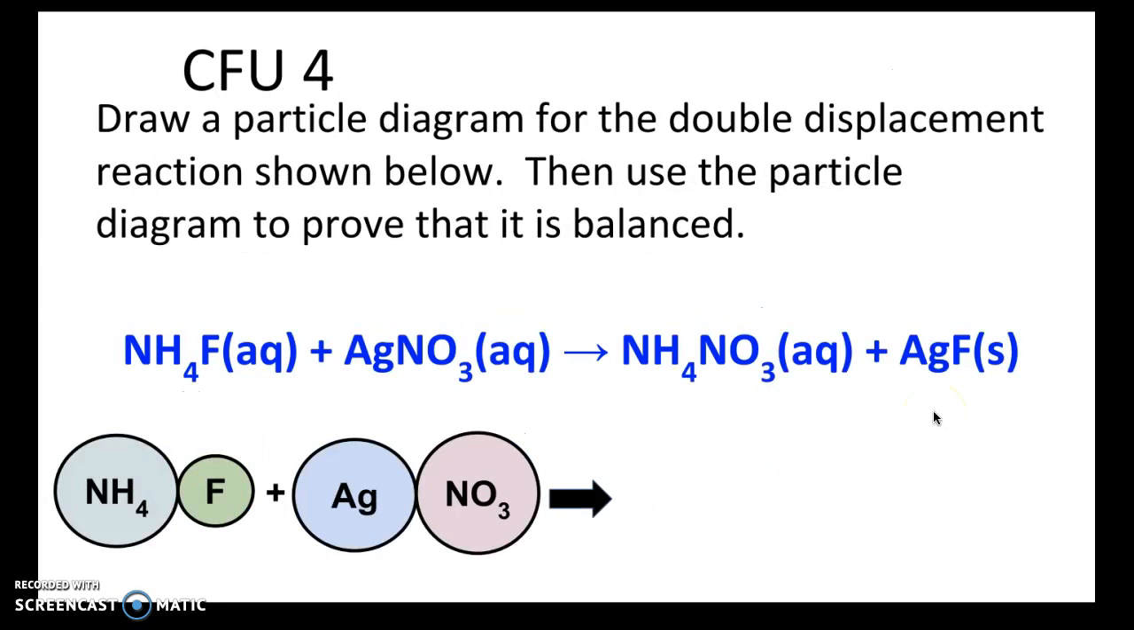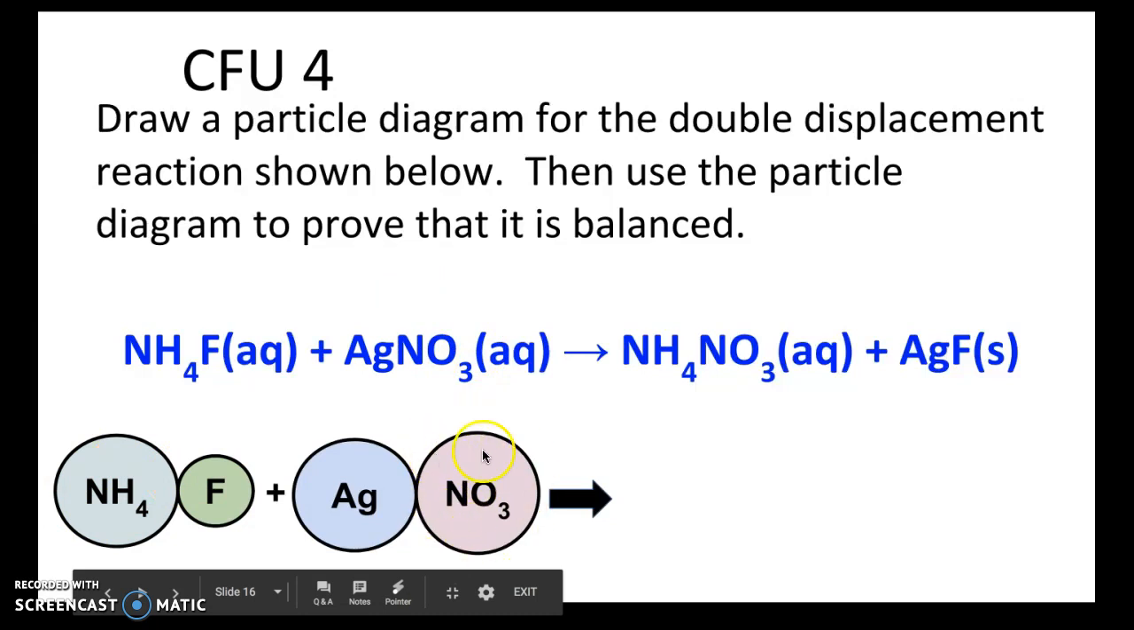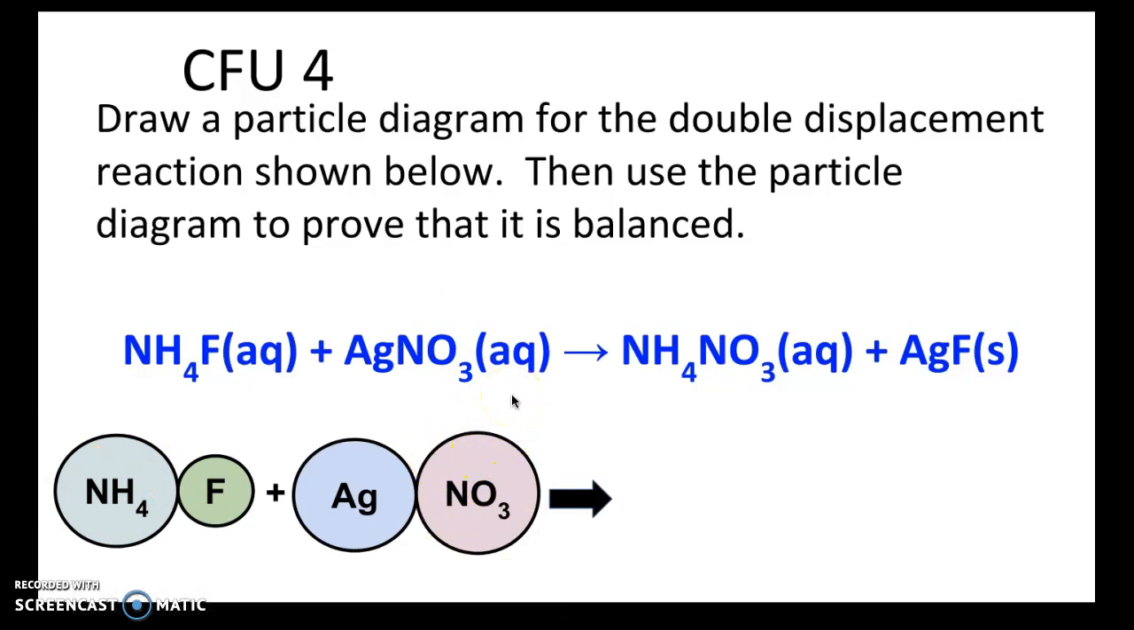All right, so for your last CFU, you're going to draw the particle diagram for the double displacement reaction shown below. Now, double displacement is a type of chemical reaction. In the next set of videos, we're going to learn about the different types of chemical reactions, so don't worry if you don't know that word now. You also want to use the particle diagram to prove that this reaction is balanced. So I started you off here. We have ammonium fluoride, and I drew the particle diagram for that. And silver nitrate, I drew the particle diagram for that. Your job is to finish this. And again, for the polyatomic ions, you see how I just drew them into a single circle. I would recommend you do that as well. So what would the products look like in their particle diagram form? When you're ready to check your answers, press play and the answer will be revealed.